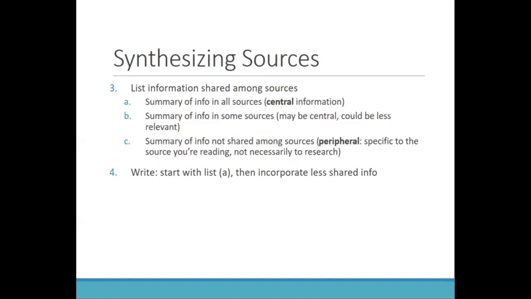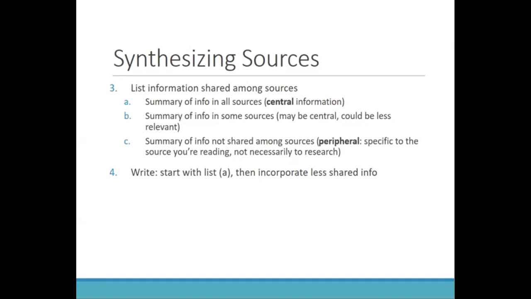So generally a good start is to think about what information is shared among all of your sources and what information is more peripheral. Once you get that figured out, you might start with a list, start listing the central information, and then start incorporating the less shared information.